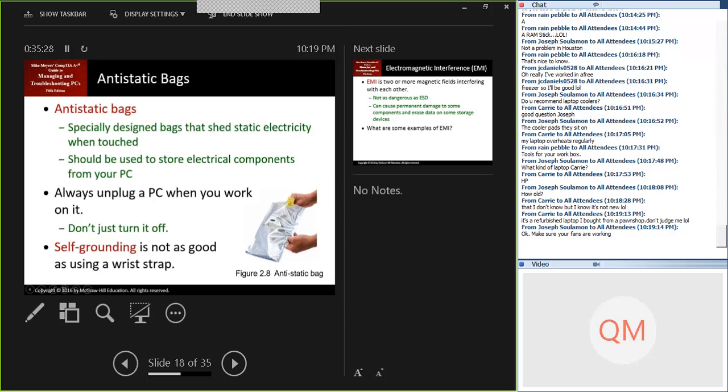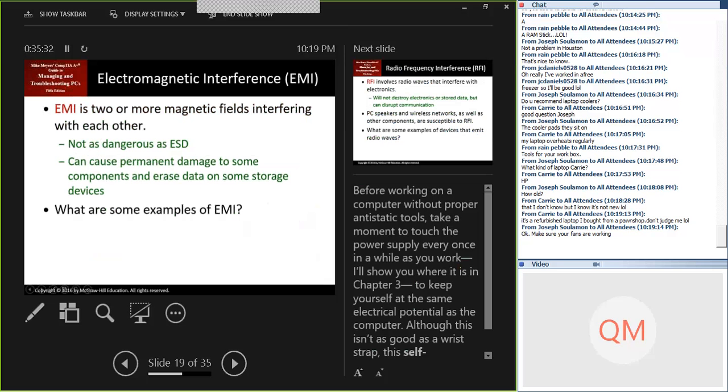A lot of the little tech kits come with ESD straps. So EMI is electromagnetic interference, and that's not as dangerous as ESD. It's two or more magnetic fields interfering with each other, but it can cause permanent damage to some components and erase data on some storage devices.